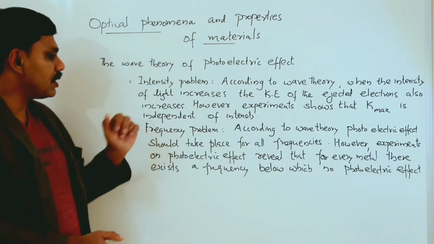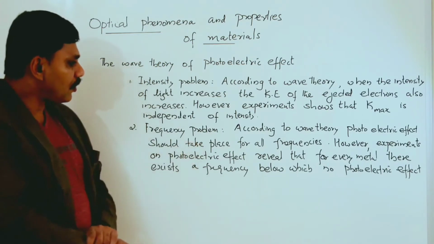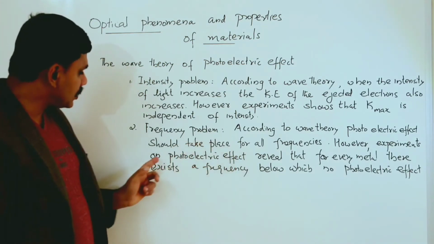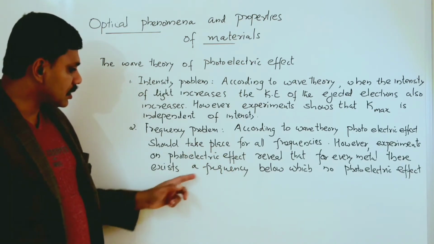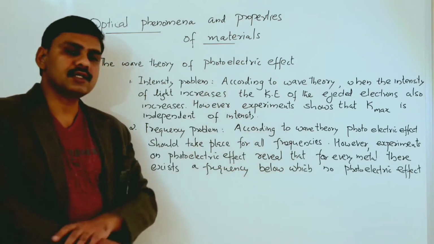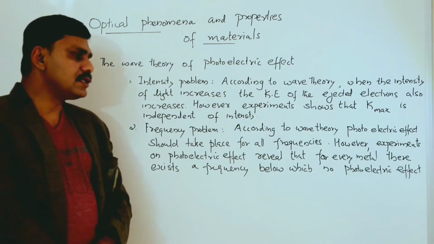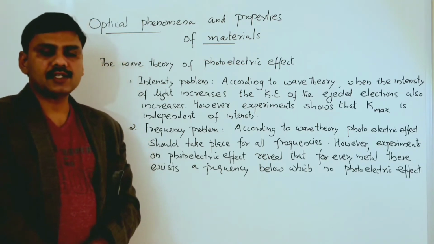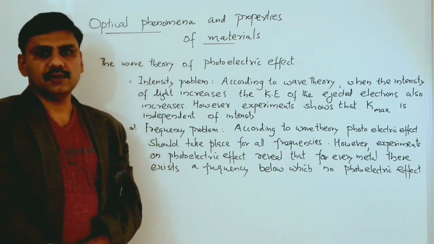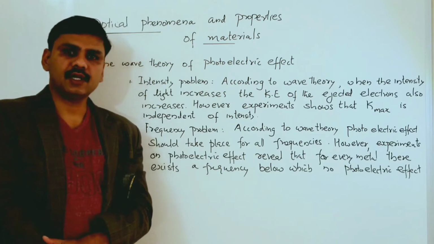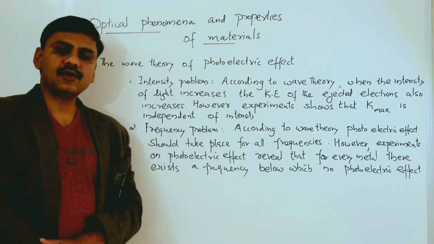The second failure was the frequency problem. According to wave theory, the photoelectric effect should take place for all frequencies. However, experiments on the photoelectric effect reveal that for every metal there exists a frequency below which there is no photoelectric effect. According to wave theory, the photoelectric effect takes place for all frequencies. But experiments revealed that for every metal there is a particular frequency below which there will be no photoelectric effect. That frequency is known as the threshold frequency or cutoff frequency.